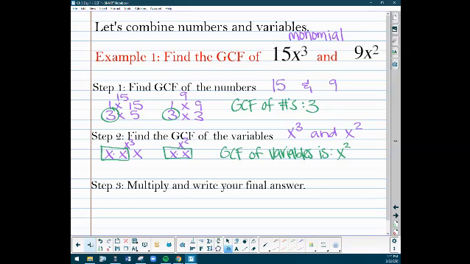So I'm going to do this. My answer that you would type into Delta Math, the GCF is 3x squared. Okay, so I like to split it up into different steps because it kind of helps distinguish between the 2 things that we're going to do. But the GCF of 15x to the third and 9x squared is 3x squared.